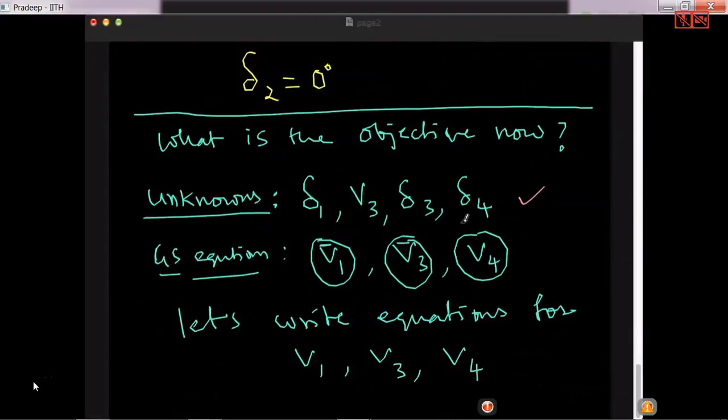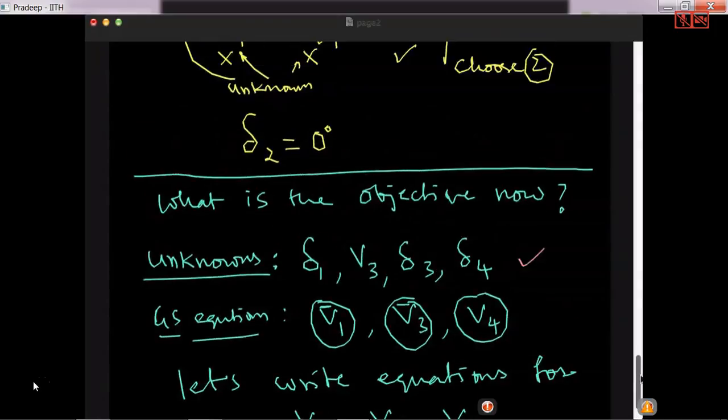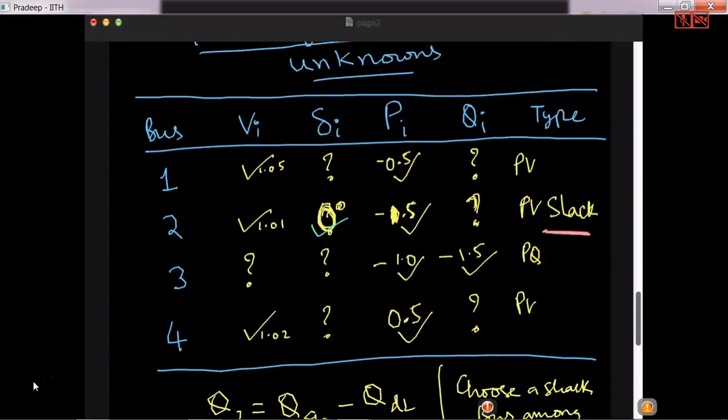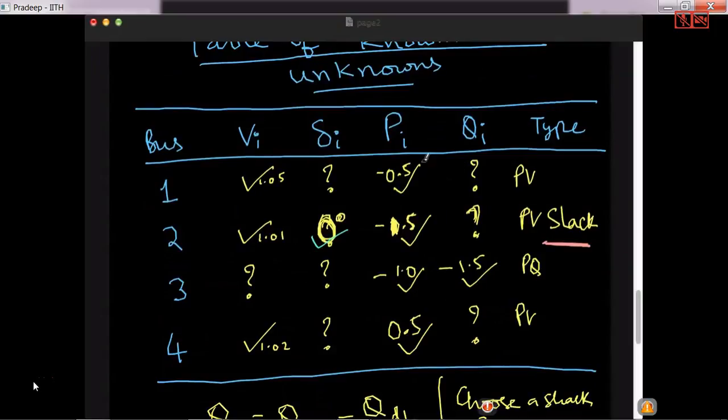Last class I already discussed these unknowns. To know these unknowns, we have to write these three equations. But then we also have to write the Q, that is the reactive power equations also. Last class we have written 5 equations, so we will try to solve them. But meanwhile, I have some data available, so that data I will enter.